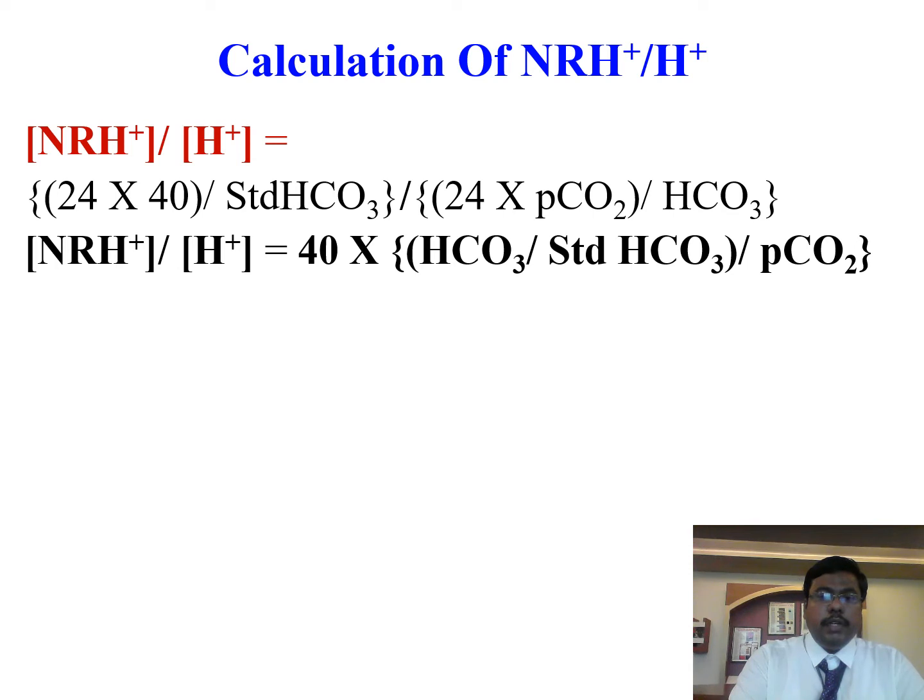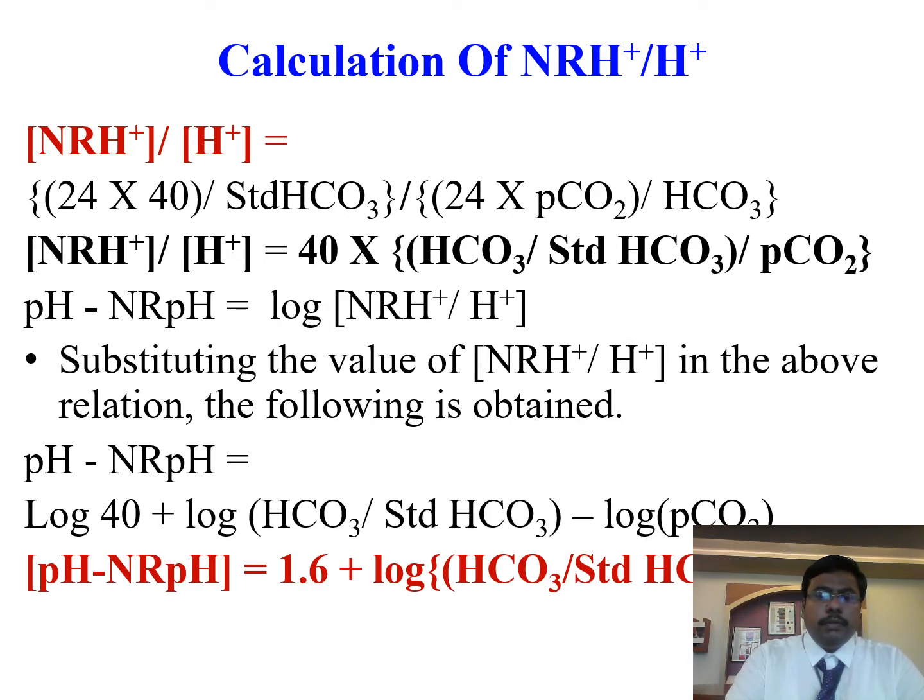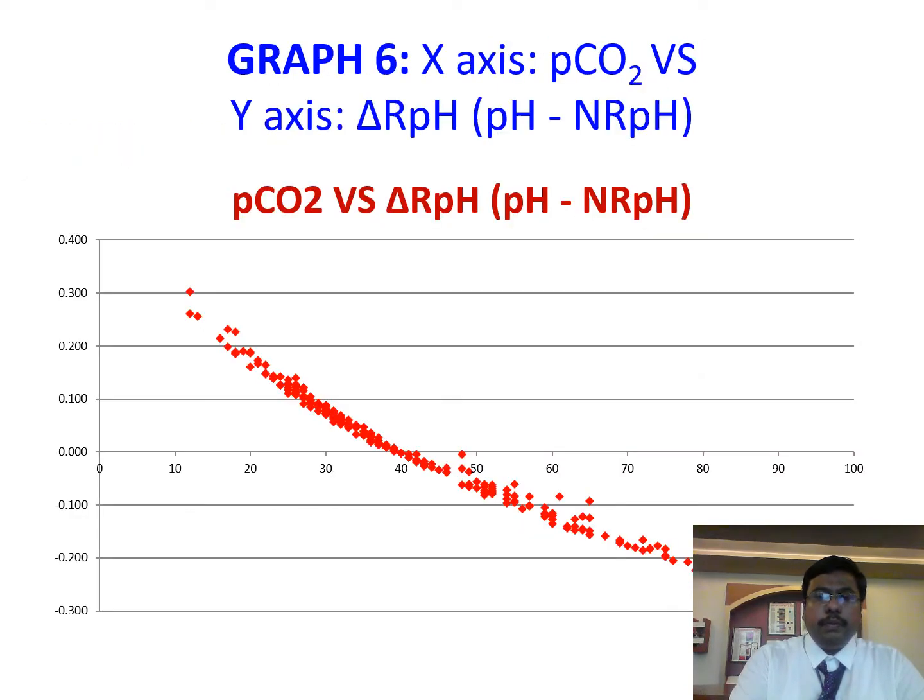So NRH plus divided by H plus is equal to 40 into bicarbonate divided by standard bicarbonate divided by PCO2. So we have to substitute in the above relationship. We will get the following relation: pH minus NRPH is equal to log of 40 plus log of bicarbonate divided by standard bicarbonate minus log of PCO2, or pH minus NRPH is equal to 1.6 plus log of bicarbonate divided by standard bicarbonate divided by PCO2.